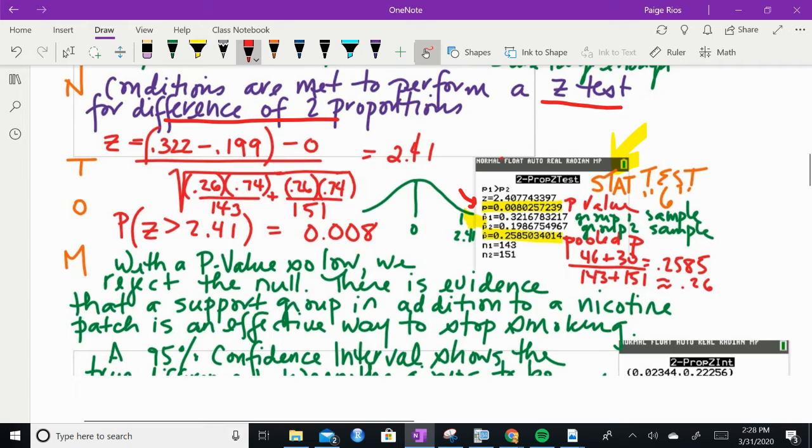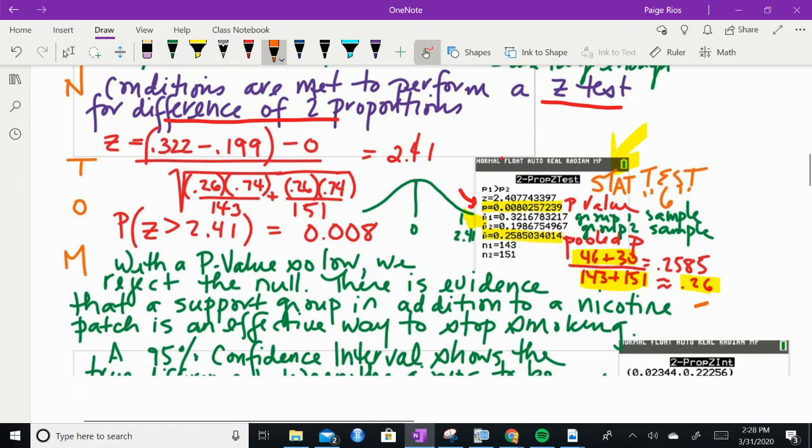Then you have two sample proportions, so that's the group with the counseling, 32% success, and the group without the counseling, 19.9% success. The last p with the hat but no subscript is your pooled p. That number came from adding up all the successes right here and dividing by the total in the whole experiment. And the number given, I've rounded to 0.26.